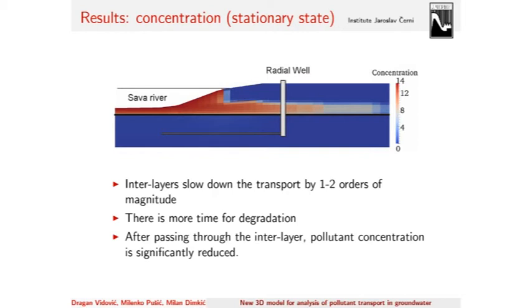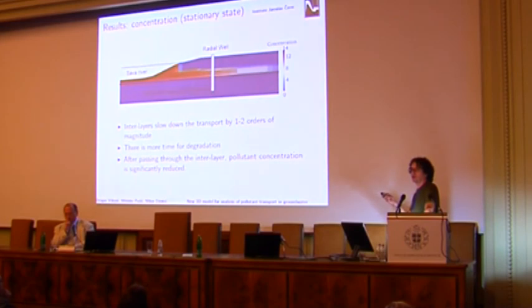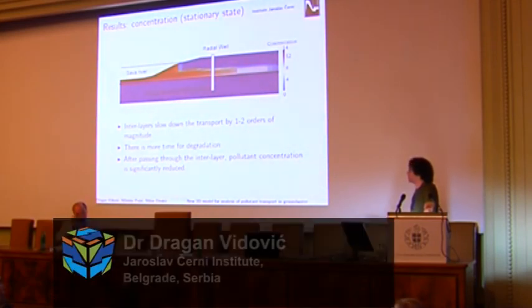So, to conclude, the color is the concentration of the pollutant. You can see that it is high in the river, and then when it passes through the low permeable layer, the concentration is much lower, and this is why Belgrade wells have a considerably higher quality of water in comparison to some other water sources where the water movement is mainly horizontal. Thank you.